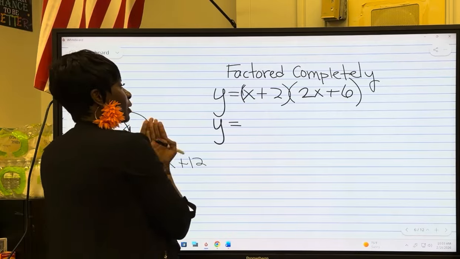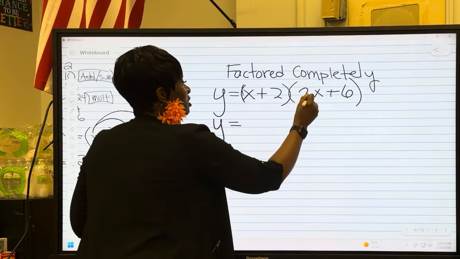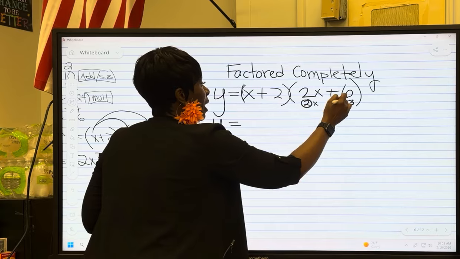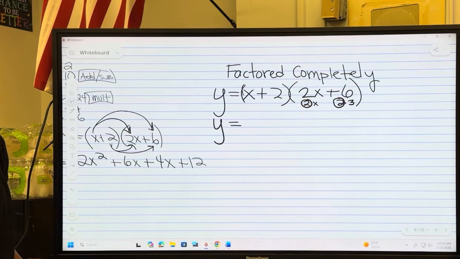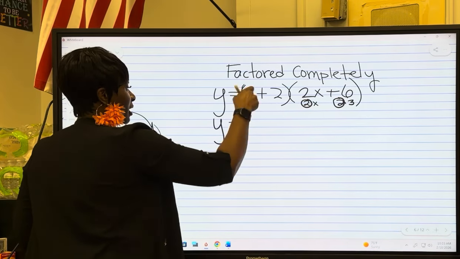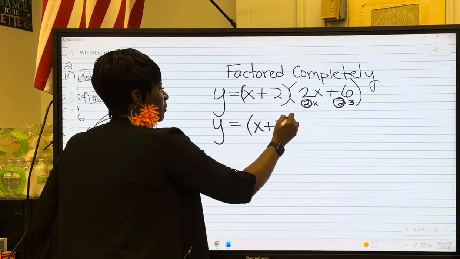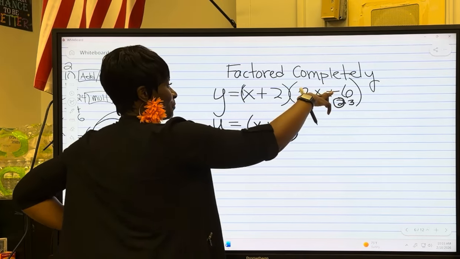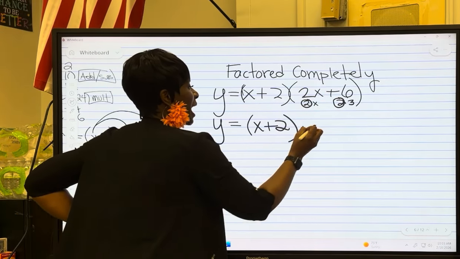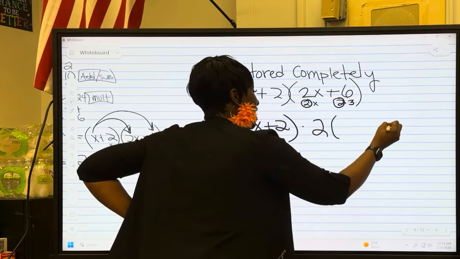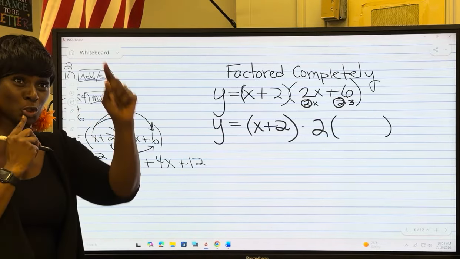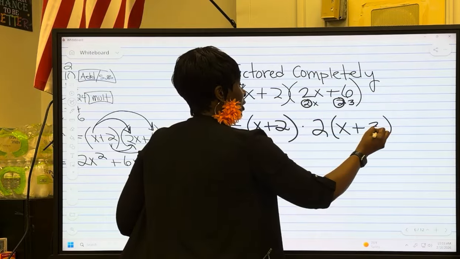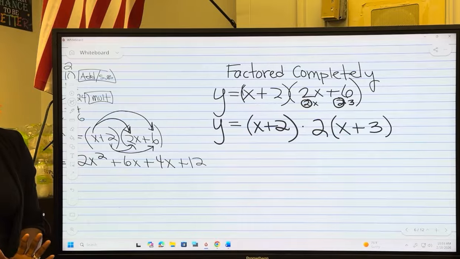Let's factor it completely. How do I do that? I can pull a greatest common factor out of here. This is 2 times x. This is 2 times 3. I'm going to pull this 2 out and put it out front. So watch. What do I have right here? X plus 2. I can't do anything with that. There's nothing to pull out of that. Y'all with me? But what can I pull out of here? A 2. So I'm going to put times 2. And what is left when I pull a 2 out of both of them? X plus 3. Now it's factored completely.